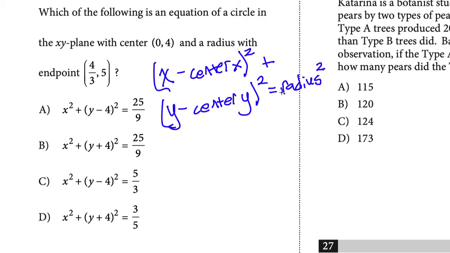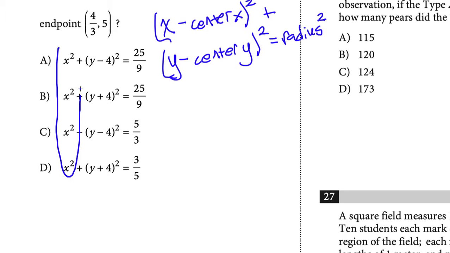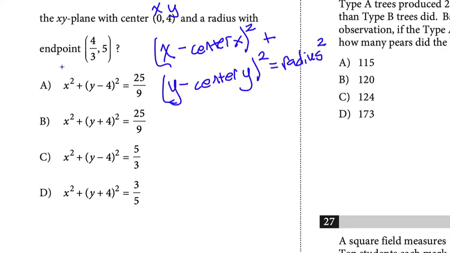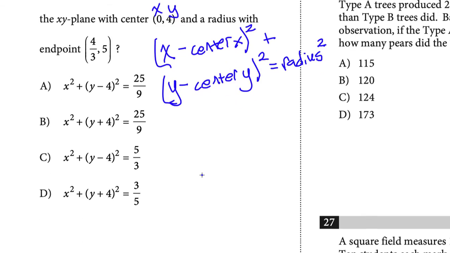So if my center is 0, 4, the x-coordinate of the center is 0 and the y-coordinate is 4. So we're looking for something that says x minus 0, and all of them have x minus 0. So all of those have the correct center point. We now need to say if the y-coordinate is 4, it needs to be y minus 4. Which of these says y minus 4? It's not B, it's not D. A and C.